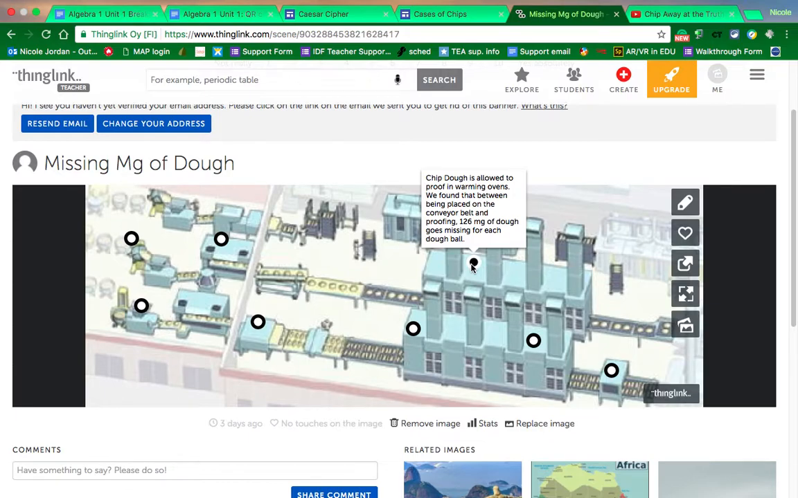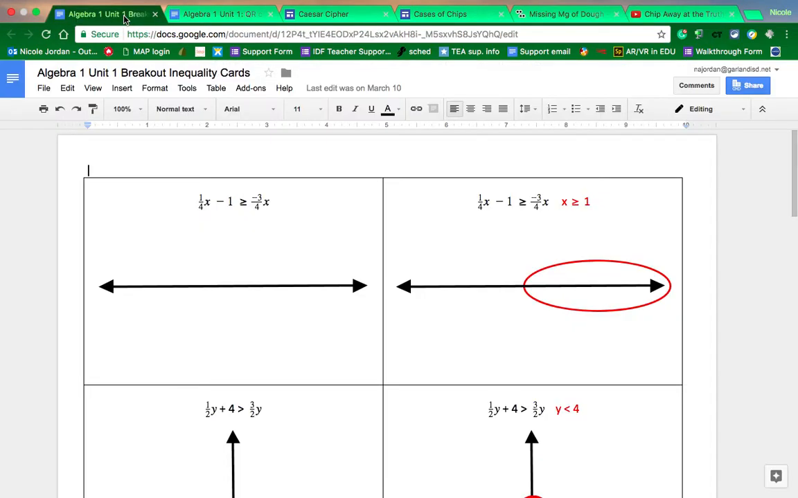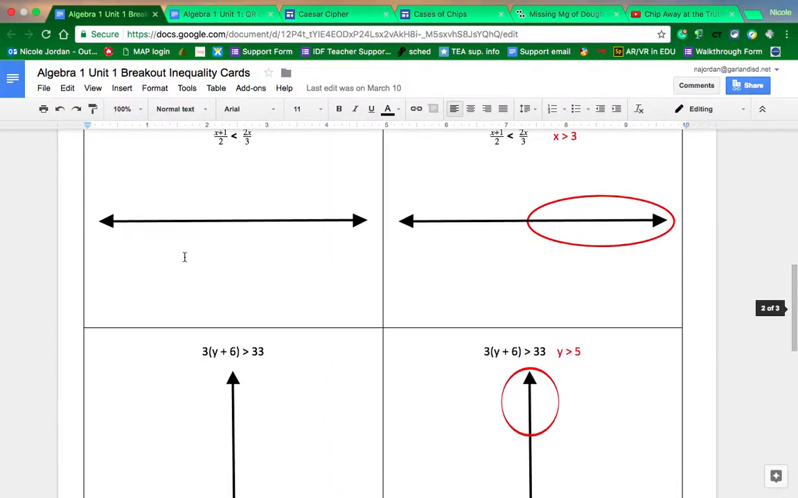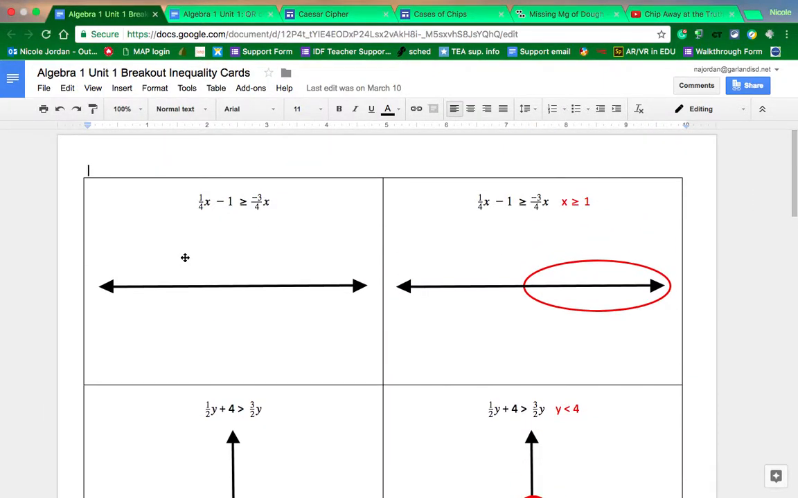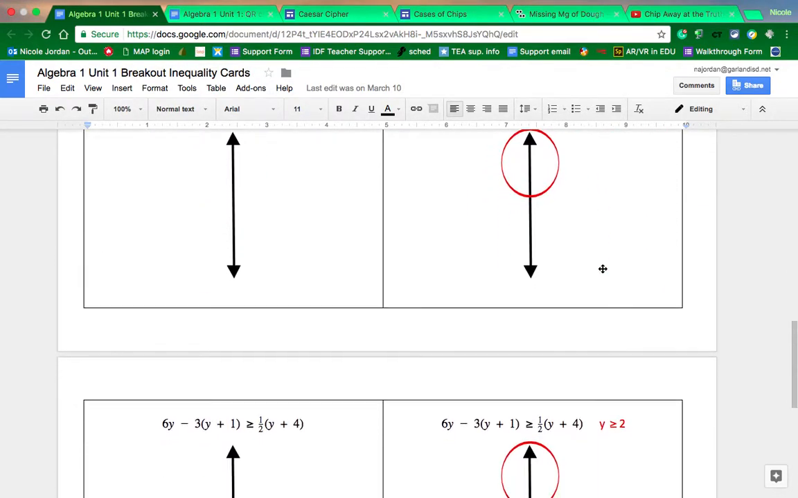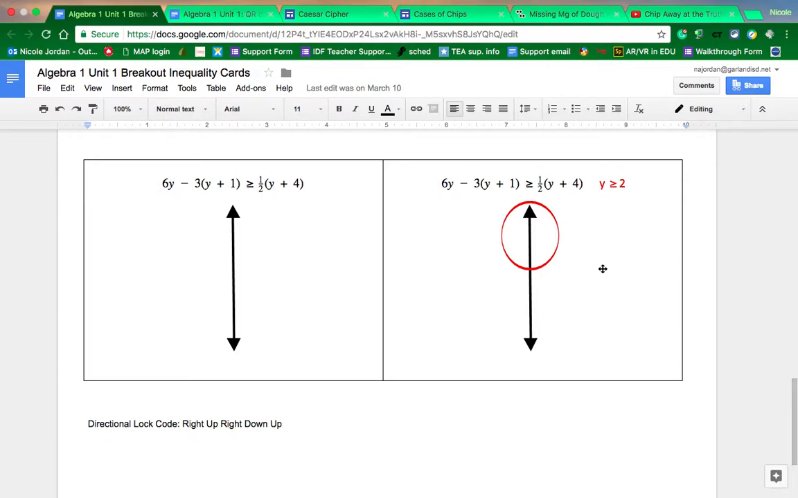When they open the 3-digit number lock, they're going to get the key, which opens the key lock on the big box, and they're going to get these inequality cards on the left-hand side. When they solve the inequalities, what's over here in the red is going to give them the combination for the direction lock.